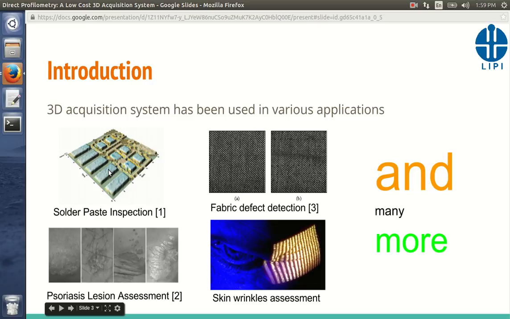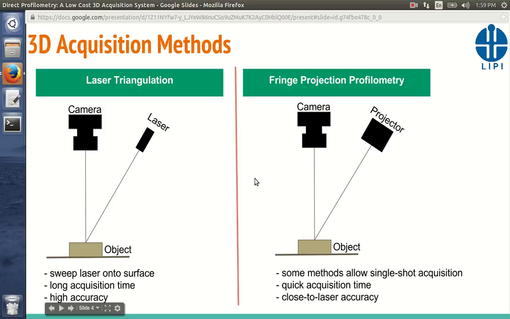Okay, I will not explain too much on this part. You can find more information about this in other sources. So there are some 3D acquisition methods, and here I will only show you the active methods.